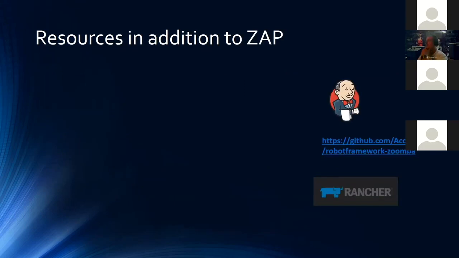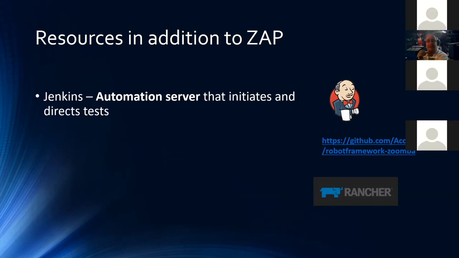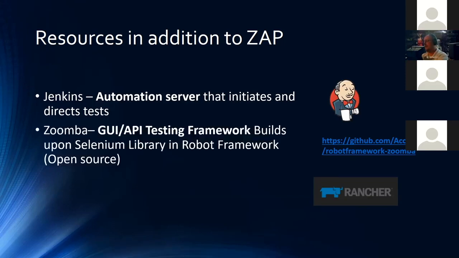So when we're running our automation, some of the resources that we use in addition to Zap is Jenkins, which is an automation server that initiates and directs tests. I'm sure you all are familiar with things like that, or TeamCity or another similar sort of tool, so I won't go into that. We use Zumba, which is a GUI API testing framework. It's built upon the Selenium library and Robot Framework and has some extra bells and whistles in it. If that sort of thing is very interesting to you, I suggest you Google Accruent Zumba, and there's a link to the open source that you can get it on.